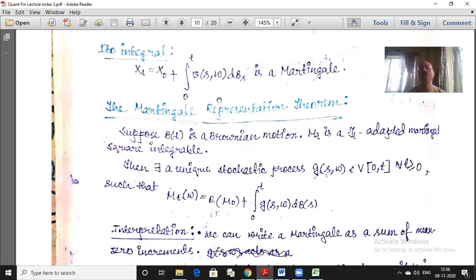So it's not only true that the dB integrals are martingales, it is also true that all martingales can be written as dB integrals and uniquely represented. So it is not only existence, it is also unique. There is exactly one such representation. So any square integrable F_t adapted martingale can be written as a dB integral in a unique manner.